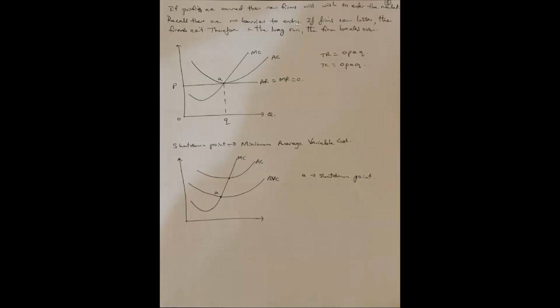Now we come to the concept of the shutdown point. A firm, in the short run, even though they're making losses, once they're able to cover their average variable cost, their minimum average variable cost, they can stay in operation. Meaning, once the price per unit is equal to the average variable cost, the firm can stay in operation.